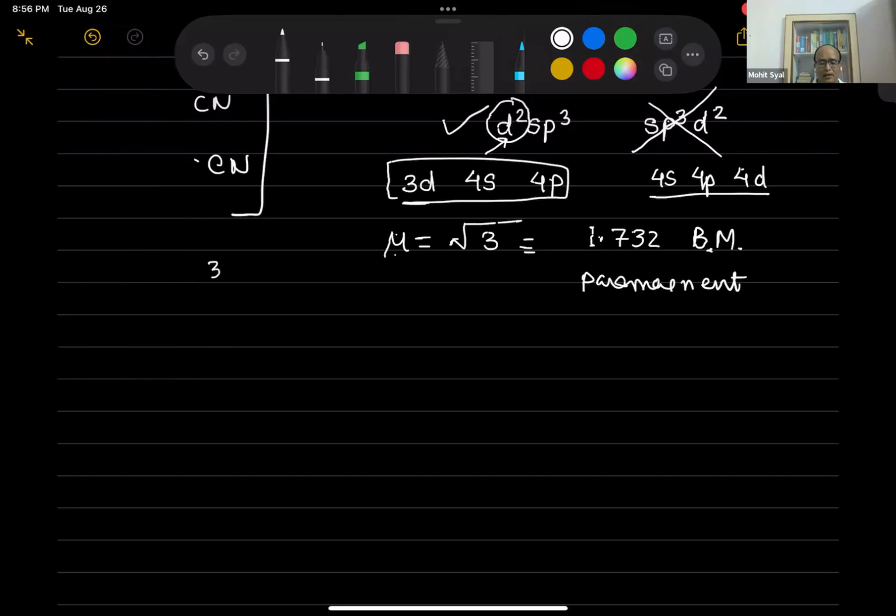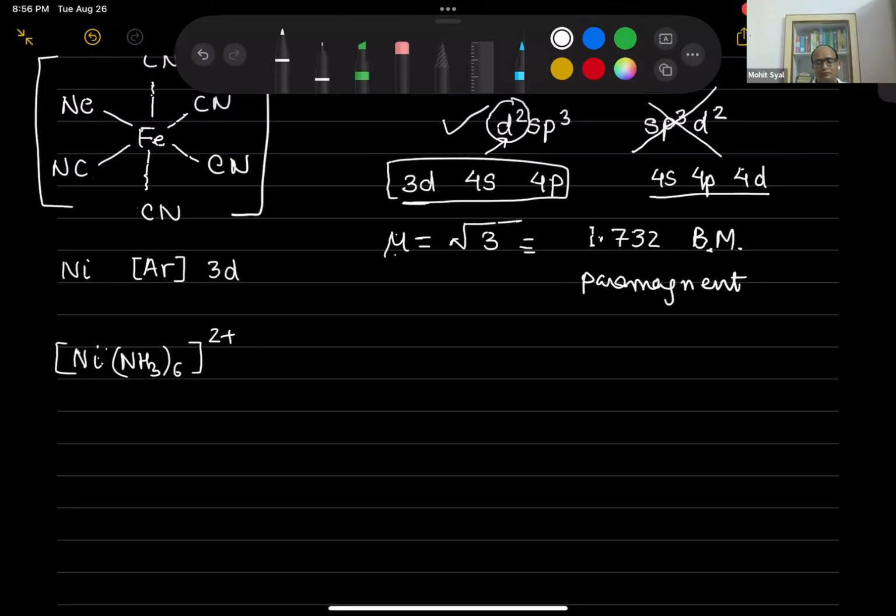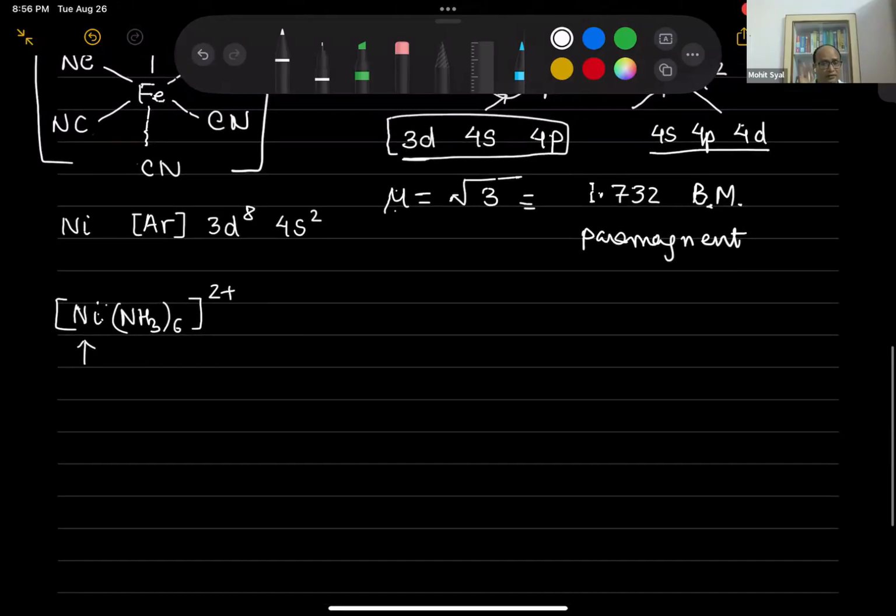Argon 3d8 and 2 in the outer shell, 4s2. Got it? But in our complex, this is not nickel, this is Ni2+. Is it clear? Ni2+, right? So I need to remove 2 electrons. And which 2 electrons? The 4s electrons are going to be removed. Outer electrons are removed, right?